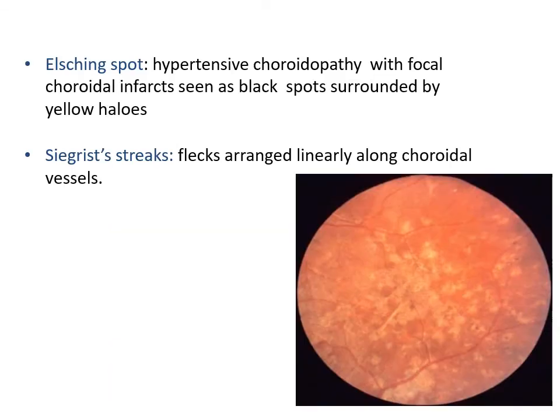Now, hypertensive retinopathy can also involve the choroid, and if there is involvement of the choroid, it is known as hypertensive choroidopathy. And in hypertensive choroidopathy, you are supposed to see two signs, which are the Elschnig spots and Siegrist streaks. So, what are Elschnig spots? These are focal choroidal infarcts seen as black spots surrounded by yellow halos, as seen in the fundus picture given. Then Siegrist streaks are flecks arranged linearly along the choroidal vessels, which are indicative of fibrinoid necrosis basically. So you will not be asked details about hypertensive choroidopathy. You should just remember the names Elschnig spots and Siegrist streaks.